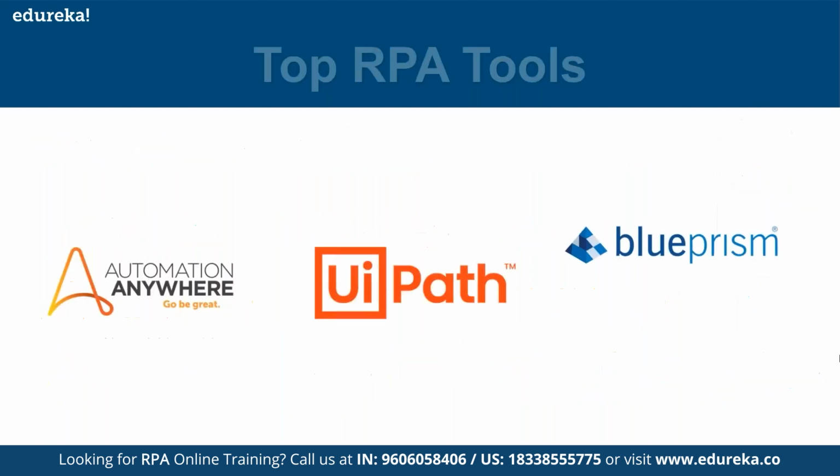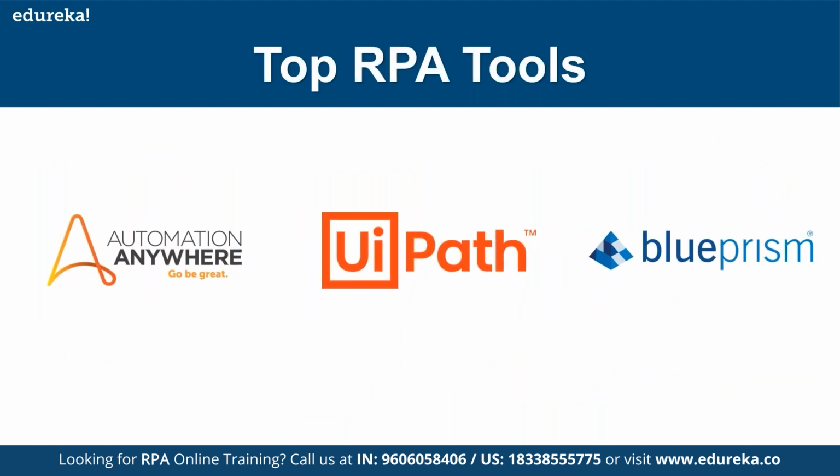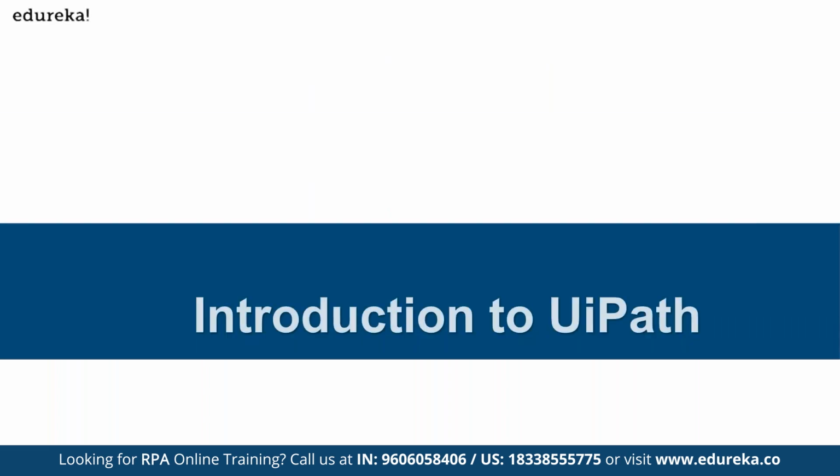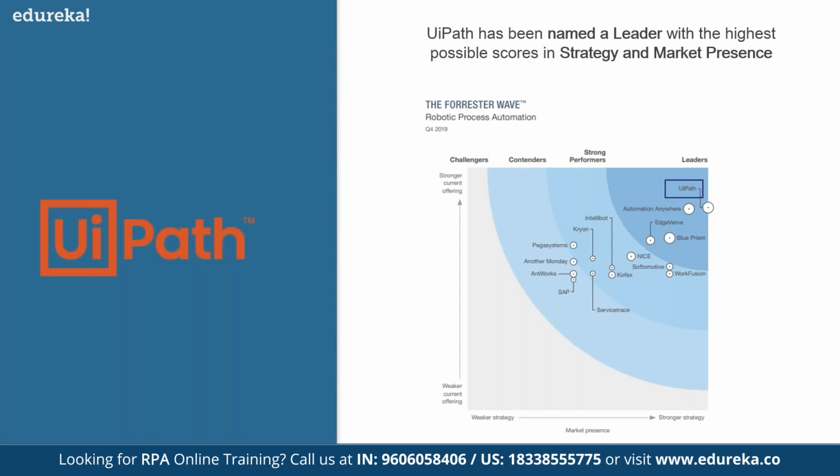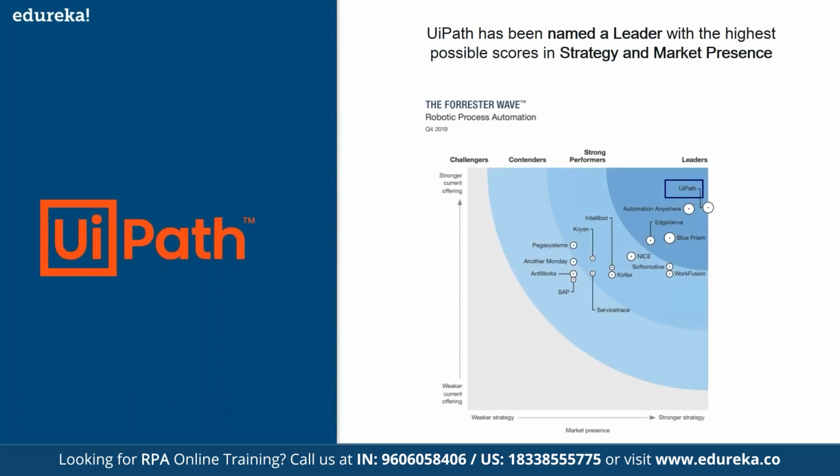And yeah, this is the next slide. The top RPA tools among all the tools we looked at in the previous slide are Automation Anywhere, UiPath, and Blue Prism, right? When we talk about UiPath, I said it is a market leader. I'm not just saying that in words. This is a real proof. You can see that on the website.